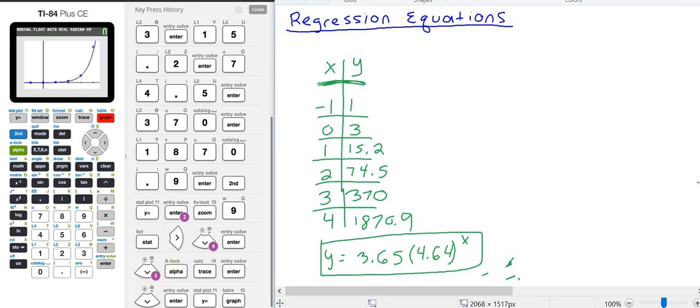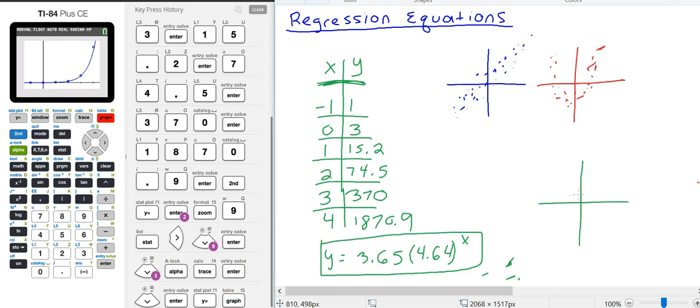On the calculator, you might also be given some points that look like this. Of course, you'll be able to see the exact coordinates. You'll have to be able to tell when to use a linear equation, like for that graph, when to use a quadratic equation, when the points look like that, and when to use an exponential equation, when the points look like that.